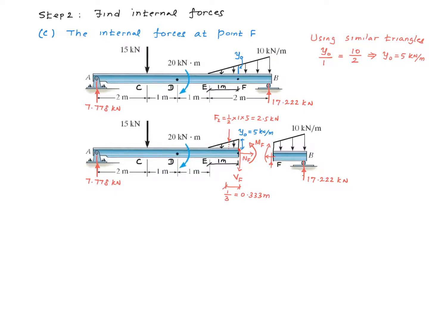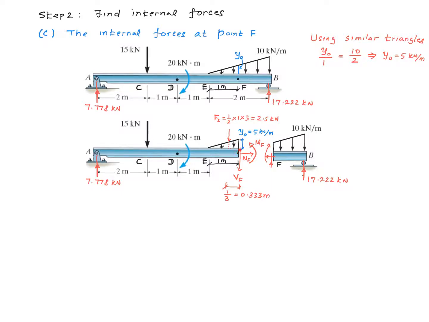The shape is still going to be a triangle, but it's going to only extend up to this point, right up to point F. So to define this triangle, we need to find this height, y0, and that's what I'm doing over here. I'm using the principle of similar triangles to find this height right there. y0 divided by 1 meter must be equal to 10 kilonewton per meter divided by 2 meters, right? So that gives us a value of 5 kilonewton per meter for y0. Now coming back to this diagram, our free body diagram is completely defined.